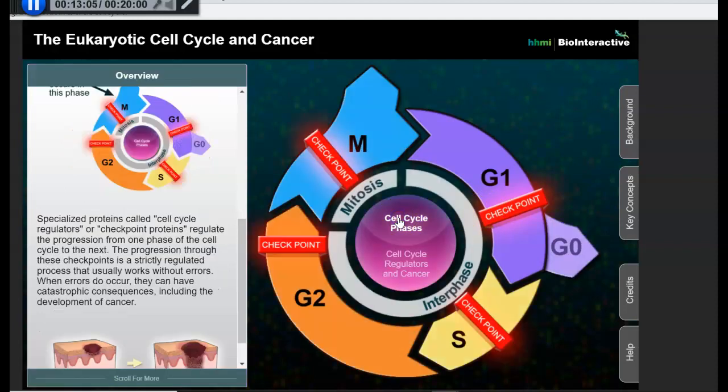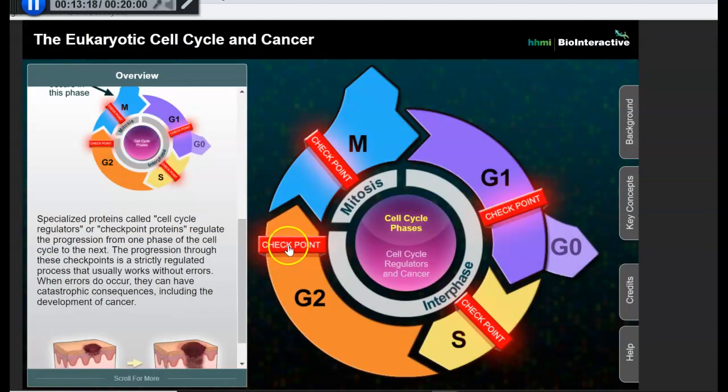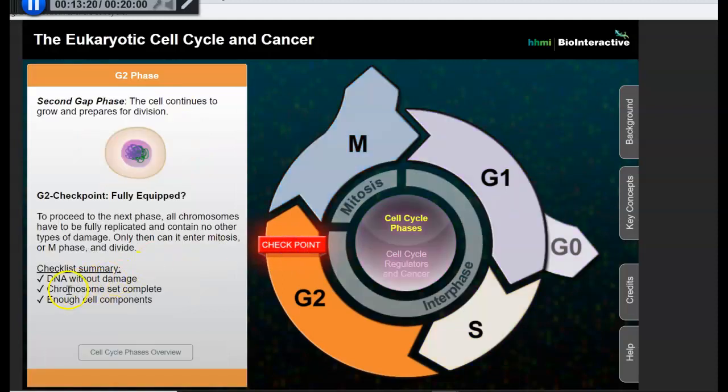So we're going to go back here. We're going to go through this S phase checkpoint. We just look for no errors in the DNA, so we're good. We go to the G2 checkpoint. Okay, again, another double check. DNA no damage, chromosomes are all there. We have enough of the other materials we need to proceed, such as enough ATP, enough of the organelles that are going to be needed for when we divide this cell into two.